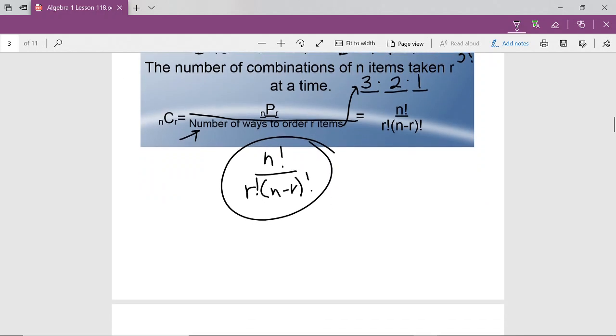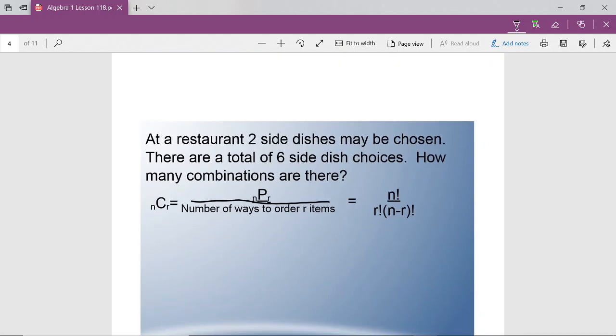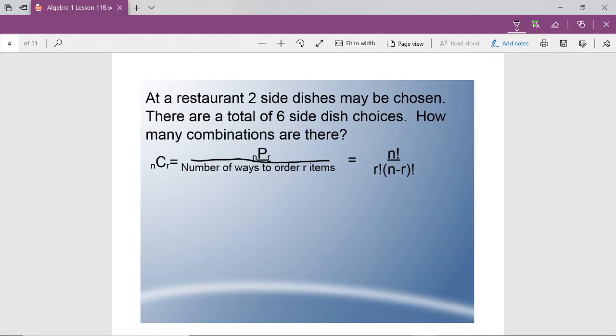So let's actually put this into practice here. A restaurant has 2 side dishes that can be chosen. There are a total of 6 side dish choices. How many combinations are there? This is a combination problem because it doesn't matter that I get macaroni and a side salad or a side salad and macaroni. No, the order doesn't matter. I get those 2 side dishes.